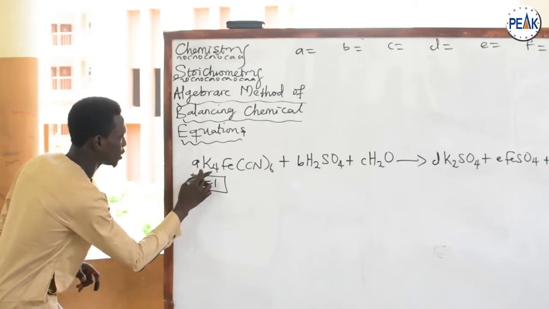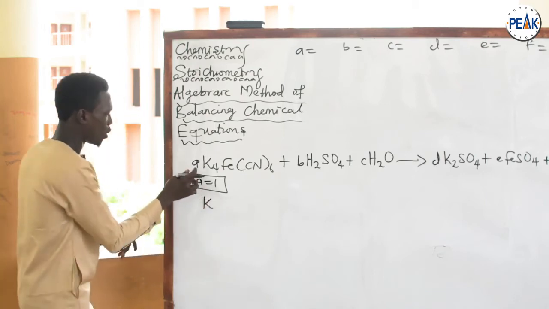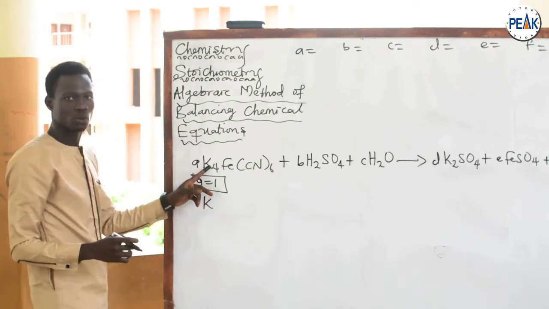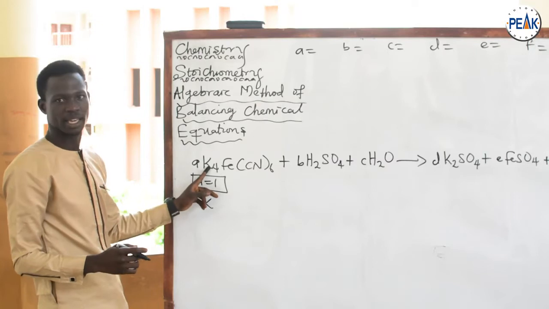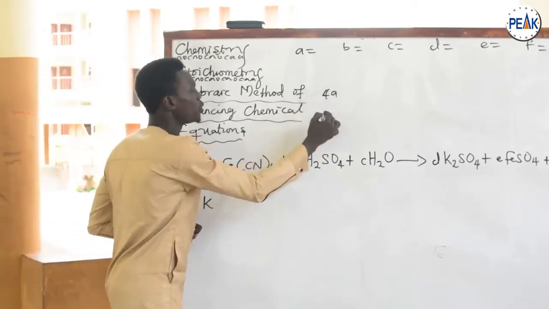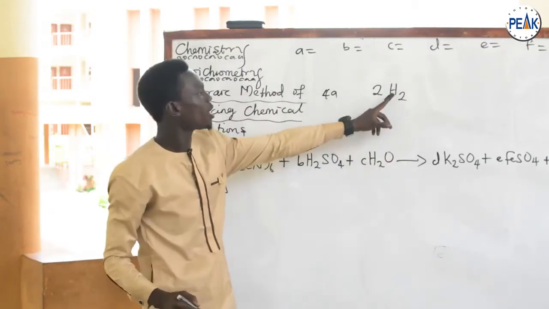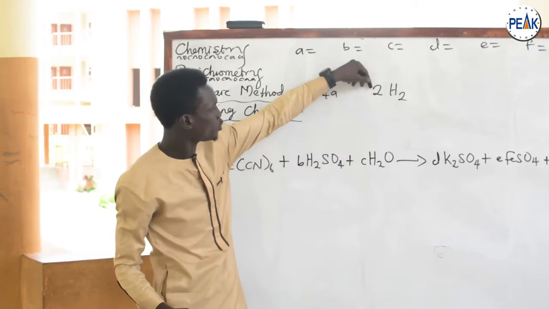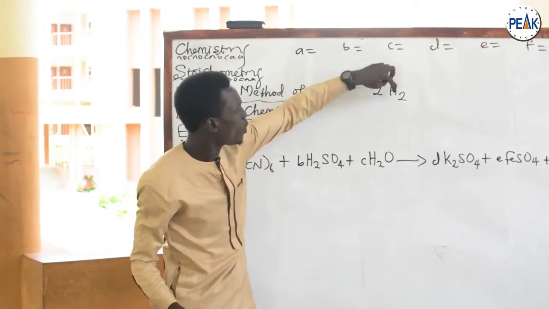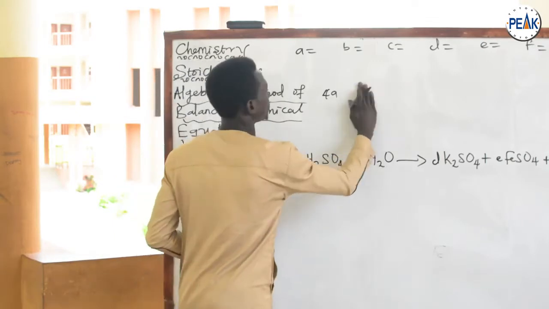Let's pick the first element here, K, potassium. K on the reactant side here, you should know that I don't have 4 moles of K here. Neither do I have A moles of K. I have 4A moles of K. If I have 2H2, I don't have 2 moles of H here. Neither do I have these 2 moles of H. I have 4 moles. We have to multiply this subscript by the coefficient. I believe you get that.